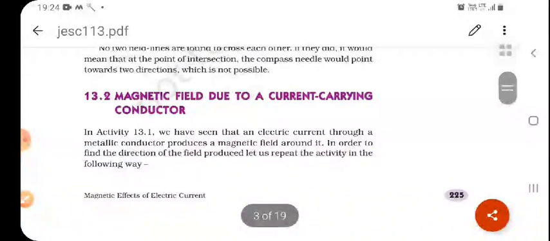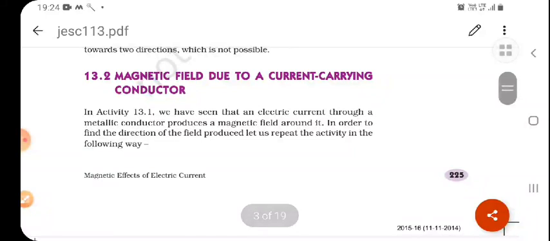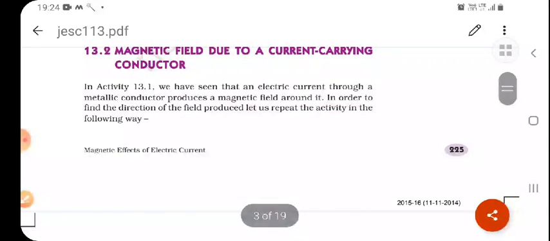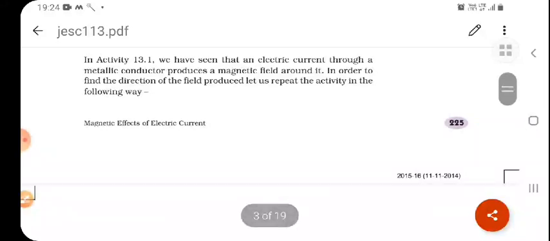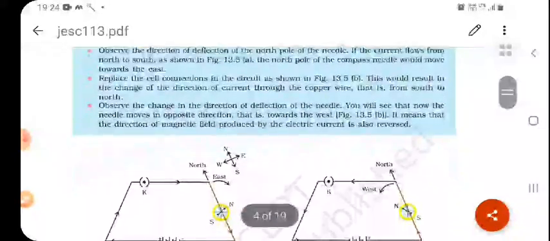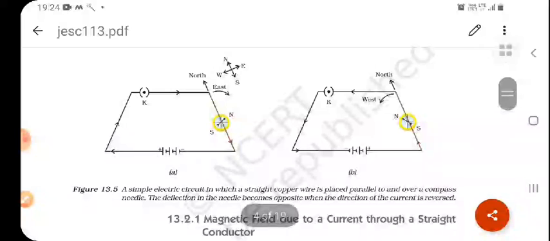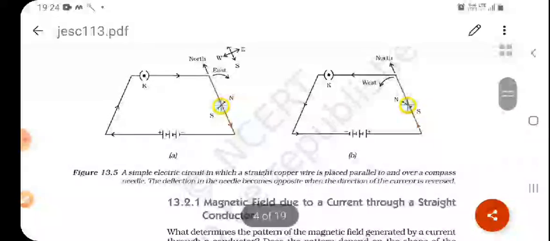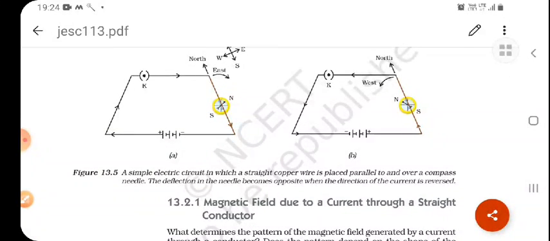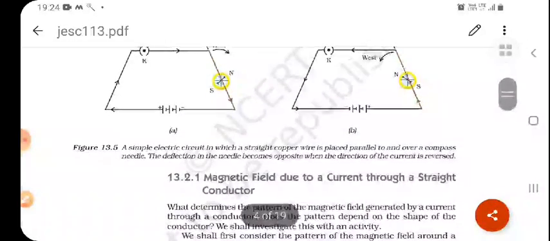So magnetic field due to a current carrying conductor is our first topic, the next topic after magnetic field lines. We have seen that electric current through a metallic conductor produces a magnetic field around it. So how will we see this magnetic effect? Here in the diagram you can see the deflection of the compass needle. A straight copper wire is placed parallel to and over a compass needle. The deflection in the needle becomes opposite when the direction of current is reversed.